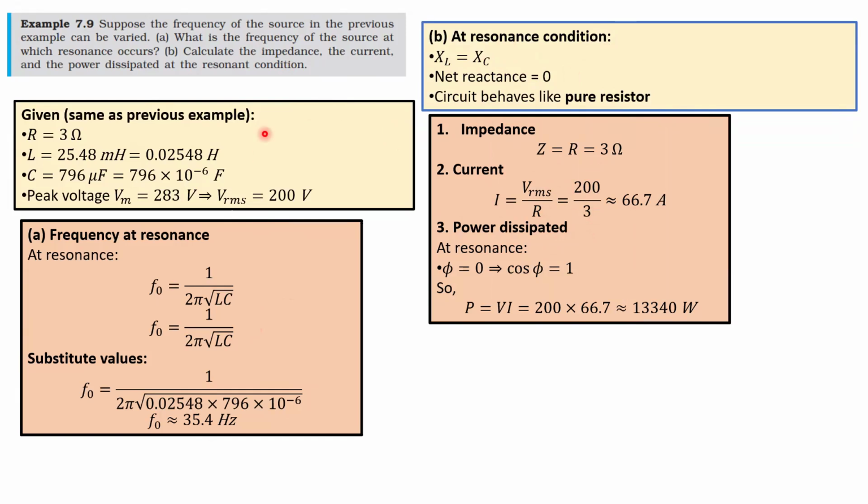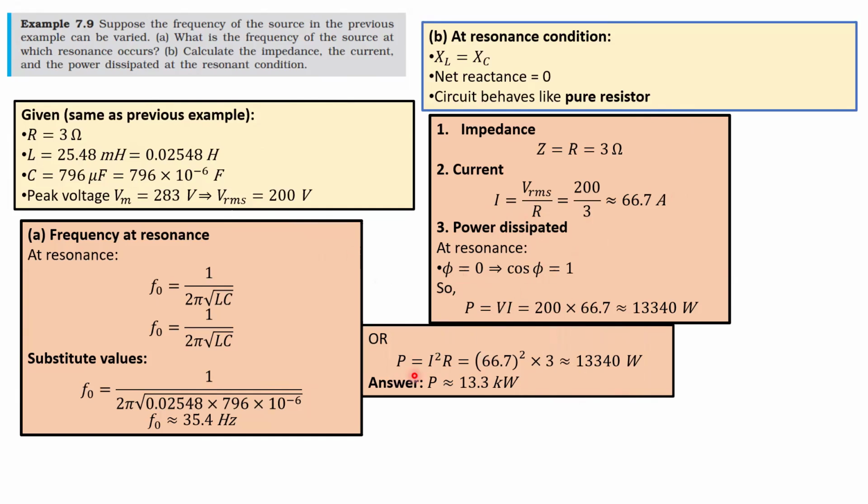Power dissipated. In an LCR circuit under resonance, the circuit behaves like a resistor. Therefore, power at resonance, phi value 0, cos phi equals 1, power equals V into I. The I value we got, that is VRMS into IRMS. VRMS is 200, IRMS is 66.7.